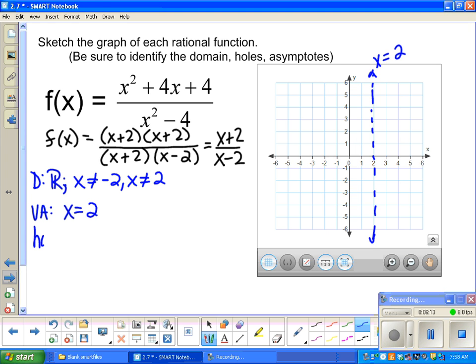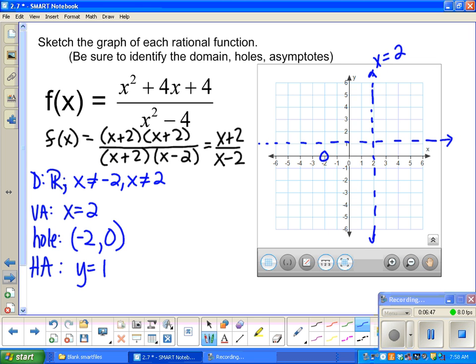There will be a hole because we have another excluded value at -2. So I'm going to substitute -2 into my simplified version, and I get a hole at (-2, 0). So I look at (-2, 0), and there's a hole. So I draw it. Draw a hole there. My horizontal asymptote is y equals 1. Put that on my graph.